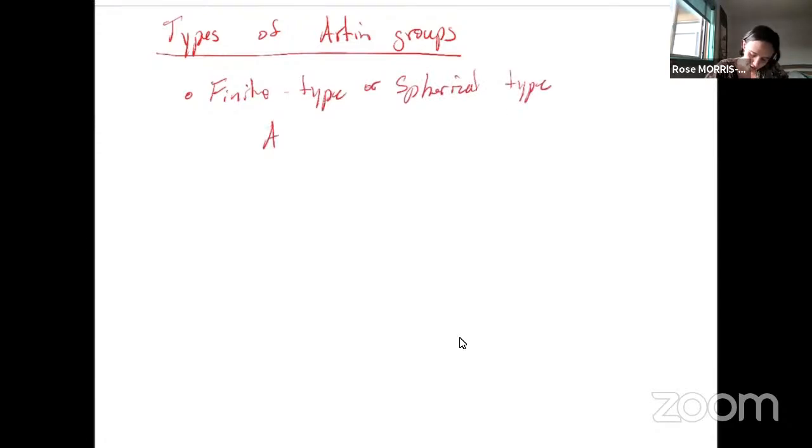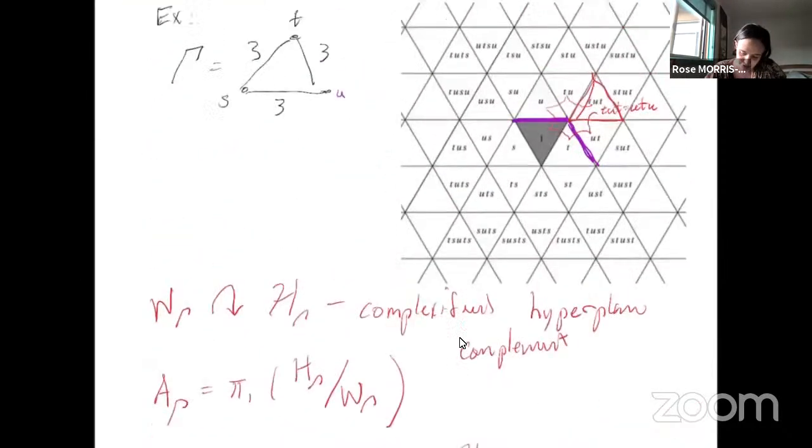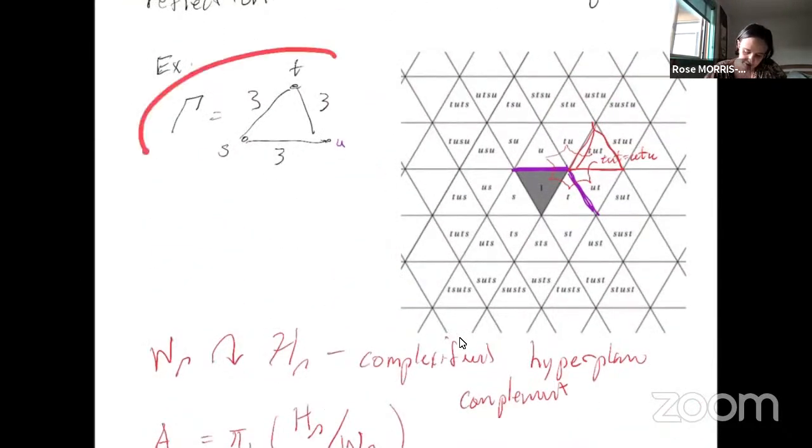These are Artin groups, A gamma, such that their corresponding Coxeter group is a finite group, meaning it has a finite number of elements, right? So for example, braid groups are a finite type Artin group because their corresponding Coxeter group is the symmetric group, and symmetric groups are finite groups. This example that we just did up here, this is an infinite type group, because you can see I have infinitely many triangles in this tiling, so my Coxeter group is going to be infinite.